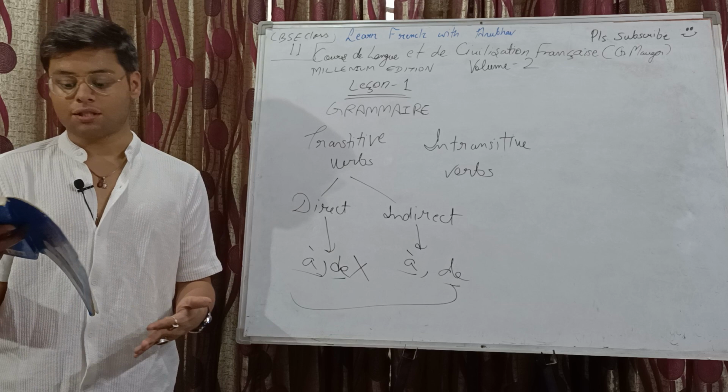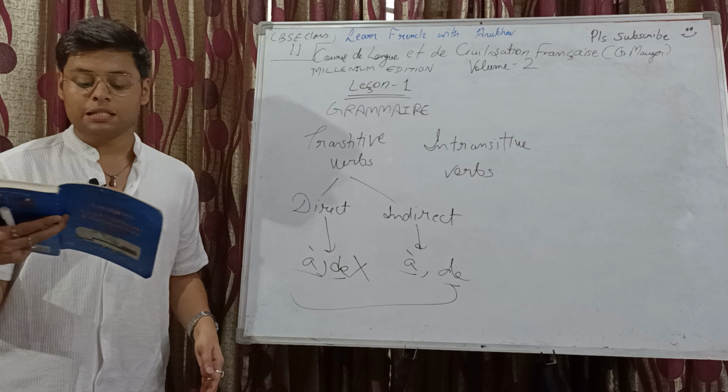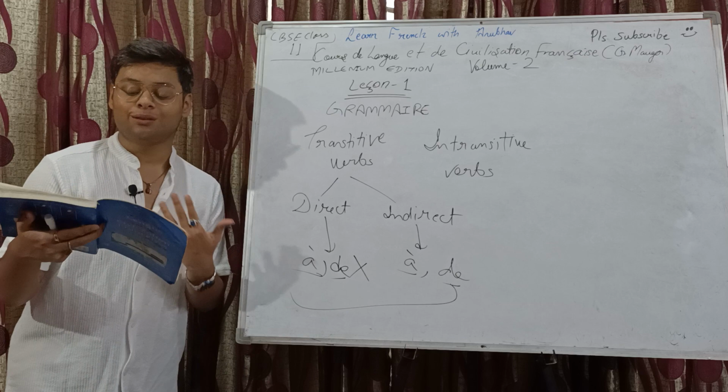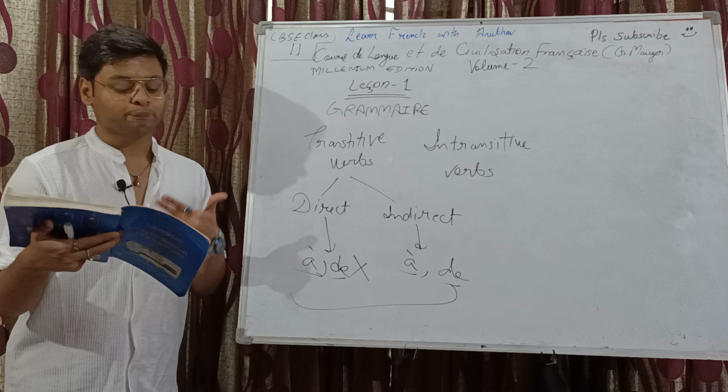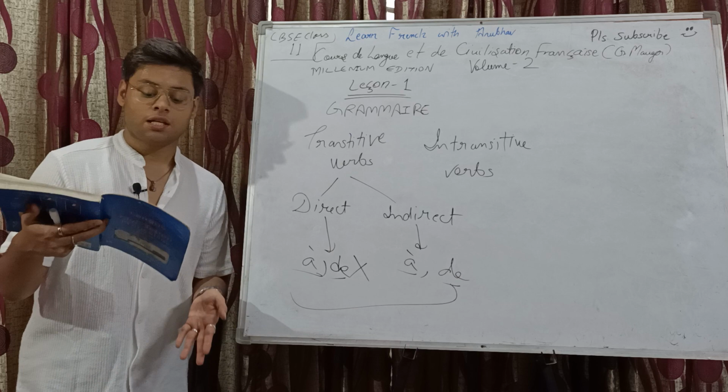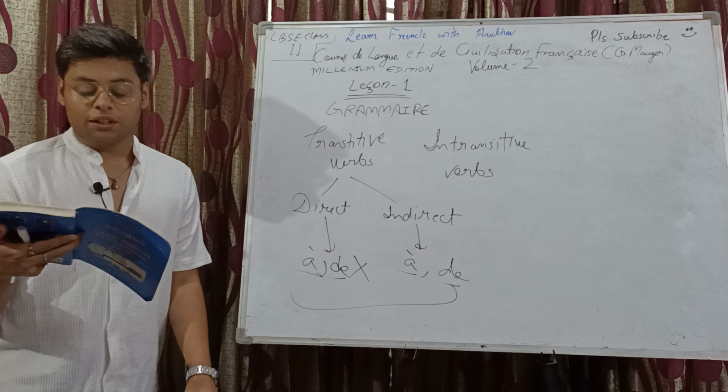So these verbs are transitive indirect in this case. Remark, there's a remark as well. Certains compléments précédés de à ou de ne sont pas des compléments d'objet indirect, mais des compléments circonstanciels. It could be the lieu, it could be the temps, etc. It could be moyen as well. So, certain complements preceded by à or de are not the complement of the indirect object, but they are the complement of circumstances. For example, complement of place, complement of time, complement of means or medium.